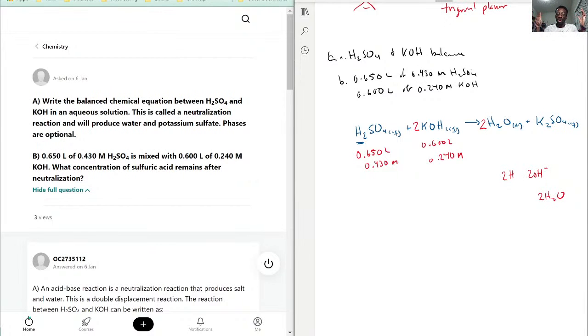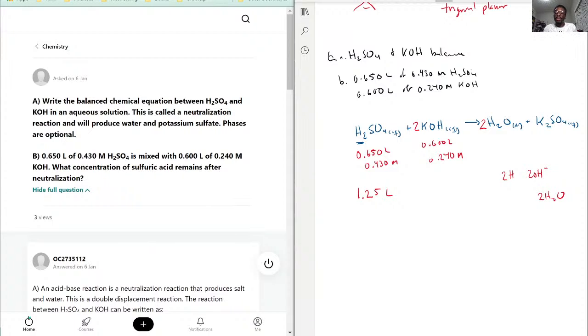New total volume, which does affect our concentration. So 0.65 plus 0.600, we have 1.25 liters total now, okay? This is going to play into an effect later. First, we need to find out how many moles were in each one, okay?